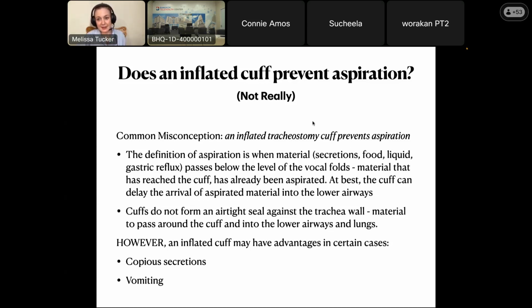Keeping that cuff inflated gives you a little bit of time, if you notice that patient is vomiting, to get in there with an oral suction device and suction their upper airway after they vomit to try to prevent that very caustic, inflammatory material from leaking into the airways. So, bottom line, an inflated cuff does not really prevent aspiration, but that's a common myth that I'm sure all of us have heard or will hear at some point working with this population.